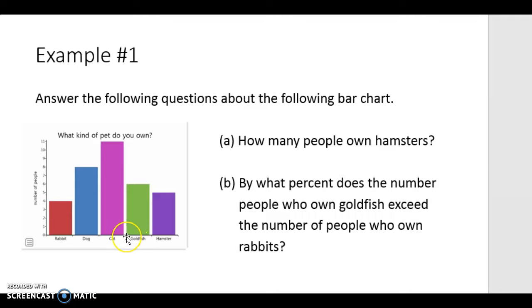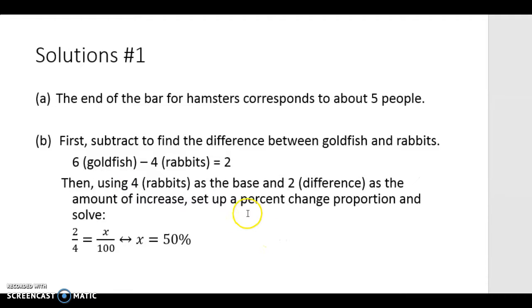And how about, by what percent does the number of people who own goldfish exceed the number of people who own rabbits? Well, that's a pretty tricky question, so let's take a look at what we do. The first answer was 5. For the second answer, we first need to find the difference between goldfish and rabbits. So 6 minus 4 is 2. That's the difference between those two.